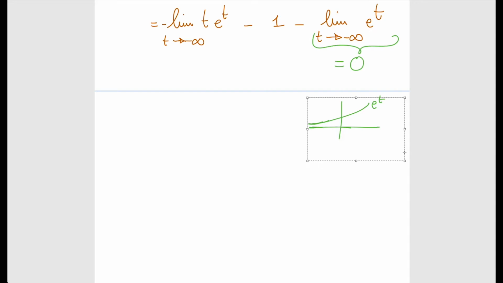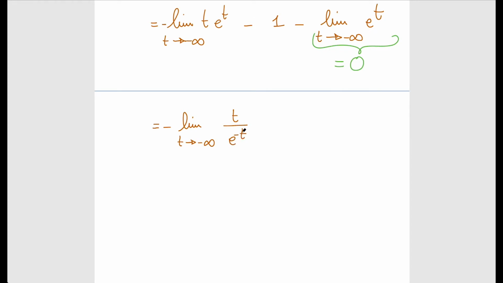So if you take e^t downstairs, you get minus the limit as t goes to minus infinity of t divided by e^(minus t), minus 1 minus the 0. I'm not going to copy this anymore. Now if you let t go to minus infinity, this is still indeterminate, this time of type infinity over infinity. The numerator goes to minus infinity, and e^(minus t), where minus t goes to plus infinity, is e to something that's increasing.